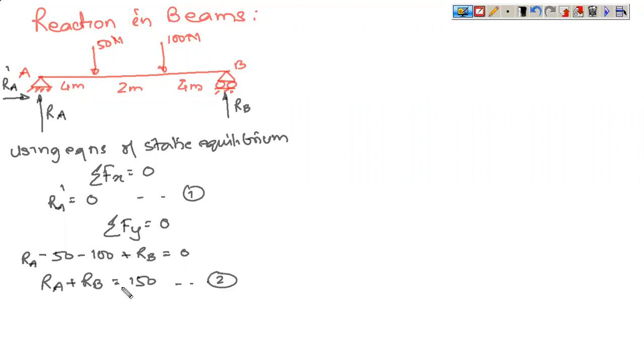Now you need to write down the third equation. The third equation of static equilibrium was sum of all moments is equal to 0. This was due to Varignon's theorem. This we have already derived. So sum of all moments taken about any point. The choice of the point is arbitrary. You can choose any point.